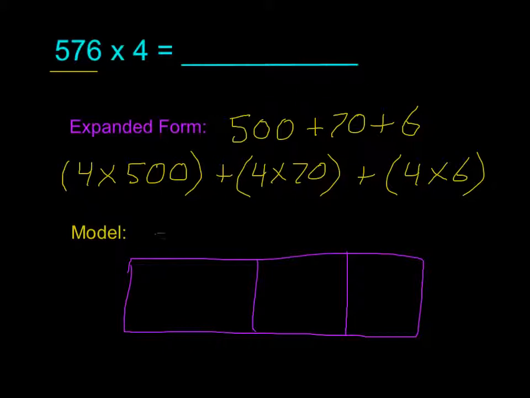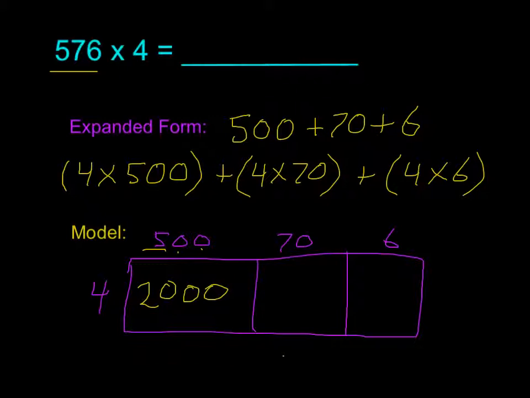So I'm going to put my 500 up top here. I'm going to put my 70 here. And then I'm going to put my 6 here. And then I'm going to put my 4 off to the side over here. So now I'm going to take my 4 and multiply it by 500. Now we know that when we're multiplying with zeros, we can just look at the first digit. So we have a 5 there. 4 times 5 is 20. And then I have 2 zeros, so I'm going to add 2 more zeros. That's going to give us 2,000.